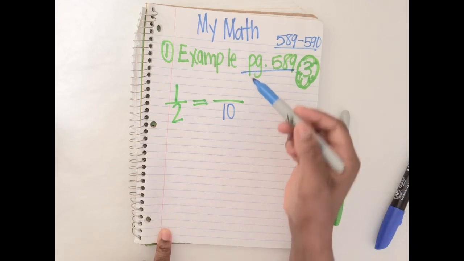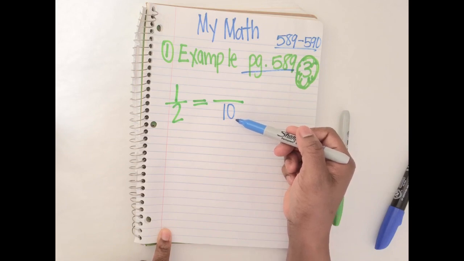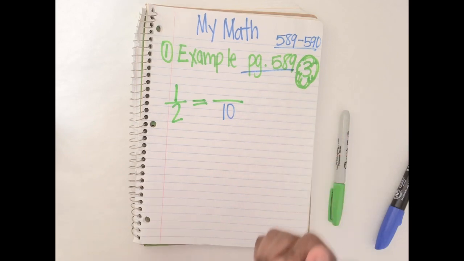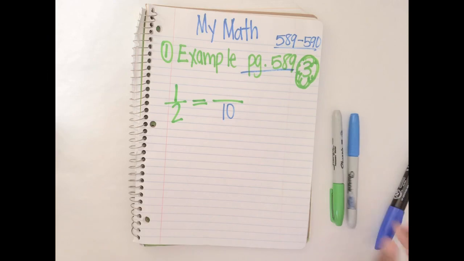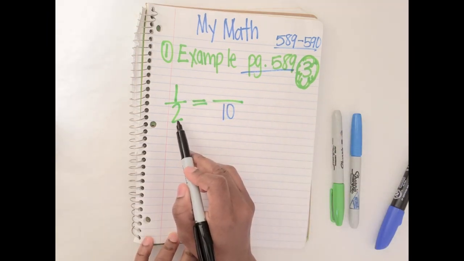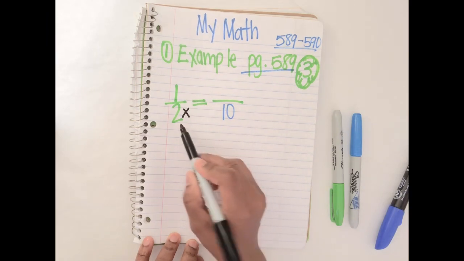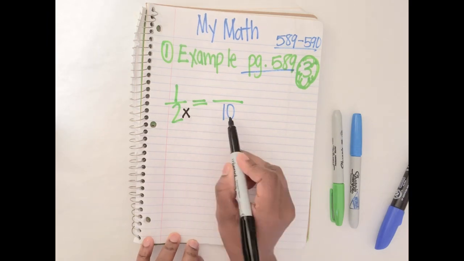So what would the numerator be if it's going to be an equivalent fraction with a denominator of 10? Remember, I like to say whatever you do to the bottom of the fraction, you must do to the top. So what number can you multiply by 2 to get to 10?